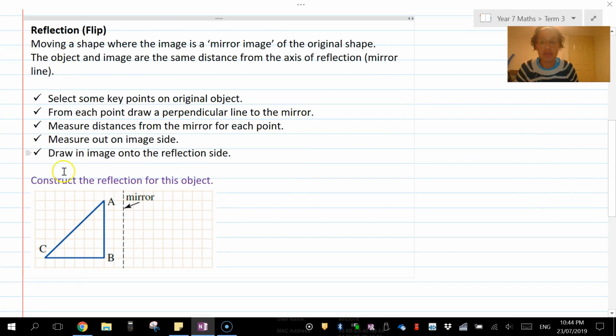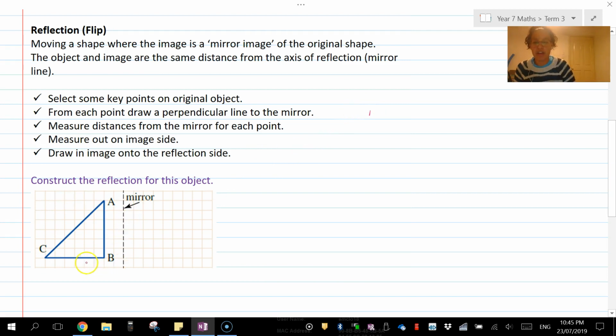So what you might be looking for is, say in this situation, construct a reflection of this object. Here's A, B, C, D. I'm going to use my graph paper on this one here. Select some key points from the original object. Okay, so we've got our A, B, C, D.